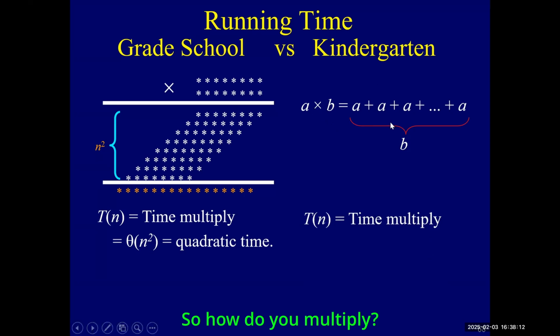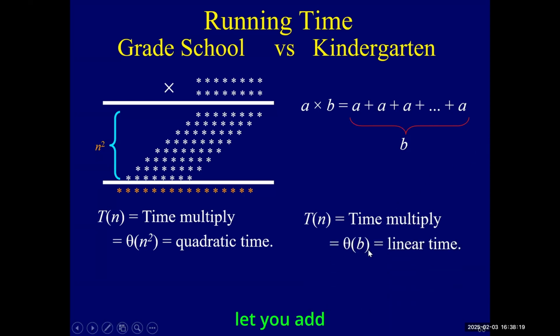Right, so how do you multiply? Everybody gets this multiplication algorithm? You add A, B times, right? Let's say I'll let you add in constant time. I'm really nice to you. So the running time is order B, right? Is that linear time? This one's quadratic time, and this one's linear time, right? Does that feel right to you?